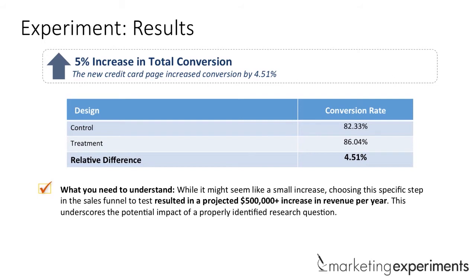The thing to understand here is that it was a small lift, Austin, right? 4.51% doesn't make a lot of headlines. But because we saw the leakage, because of using our philosophy, it actually was a revenue generator of about $500,000 or so for this website over the next year.